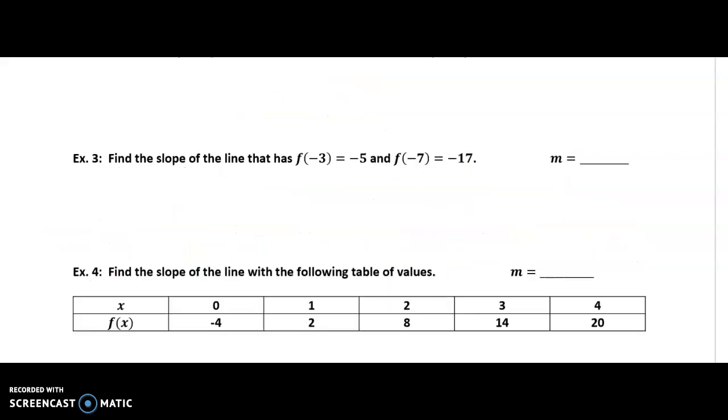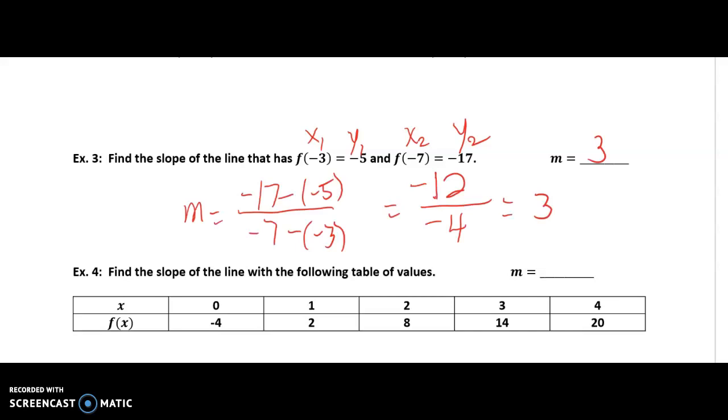Now we need to be able to make adjustments when our information is given in a slightly different way. Here we're given f of -3 equals -5 and f of -7 equals -17, and we want to find the slope of the line. If you recall, what's in the parentheses are going to be our x values, and the value of f is going to be our output or our y values. For this problem, we're going to label the x1 and y1 and x2 and y2, and then plug these into the formula. When we simplify that, we get a slope value of +3.